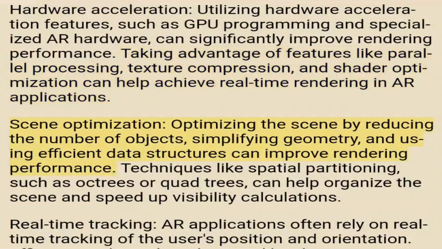Scene optimization. Optimizing the scene by reducing the number of objects, simplifying geometry, and using efficient data structures can improve rendering performance. Techniques like spatial partitioning, such as octrees or quadtrees, can help organize the scene and speed up visibility calculations. Real-time tracking. AR applications often rely on real-time tracking of the user's position and orientation.